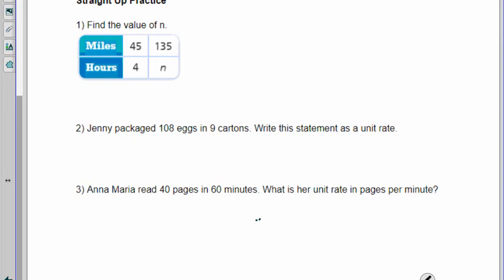Here's some straight up practice. Okay, we have a ratio miles per hour of 45 to 4. I want to find out what n would be if the miles is 135. Set up some equivalent ratios. Jenny packed 108 eggs in 9 cartons, and I want that as a unit rate, maybe per 1 carton. And Anna Maria read 40 pages in 60 minutes. We want her unit rate per 1 minute. So go ahead and give that a shot. Oh, by the way, this might be a fraction. That would be okay. A fraction of pages per minute.